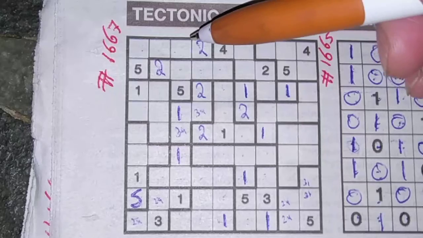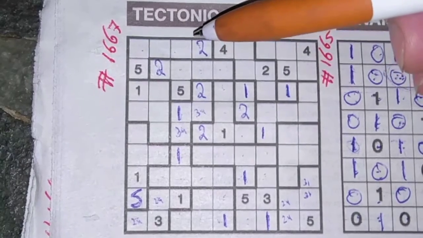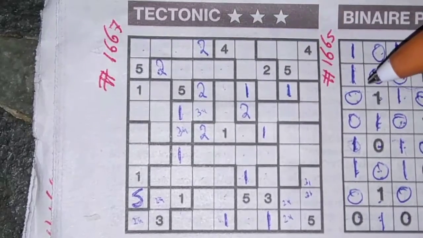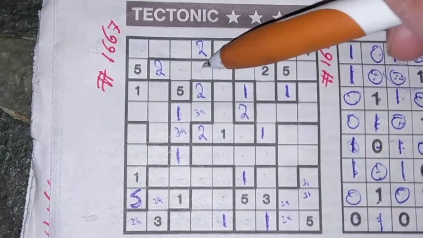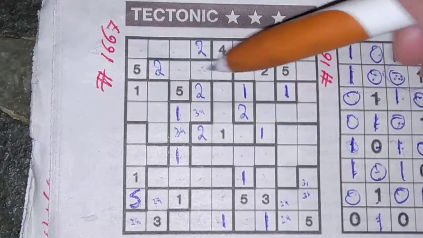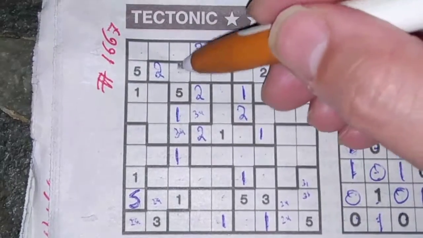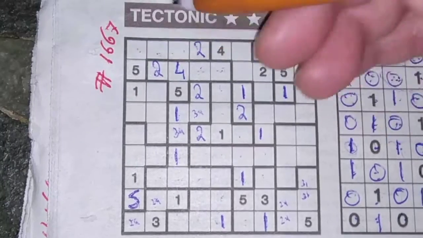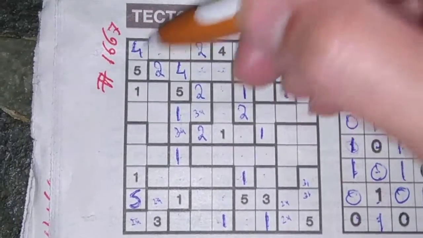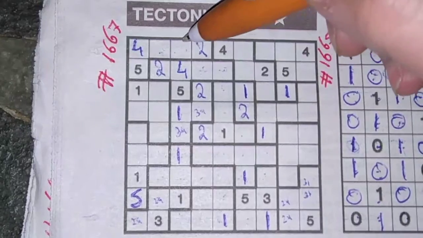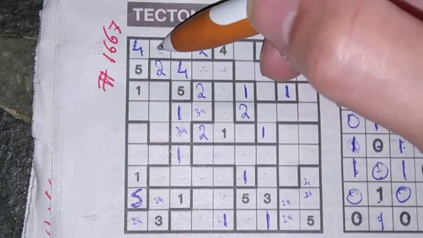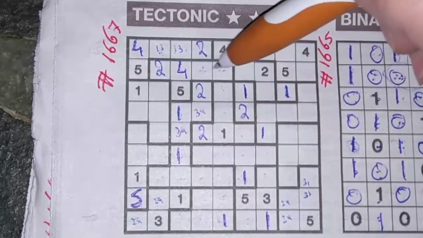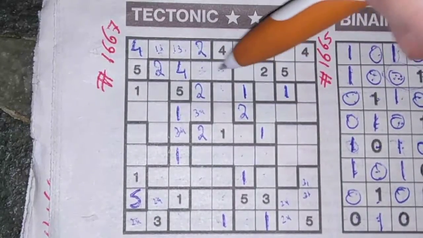Then, let me see. These 2 boxes cannot be a 4. So 1 box left for the 4 should be here. These 2 boxes cannot be a 4. So 1 box left for the 4 should be here. 2 boxes left. The 1 and the 3. Let me mark them. It's up here. Here also the 1 and the 3 are left.